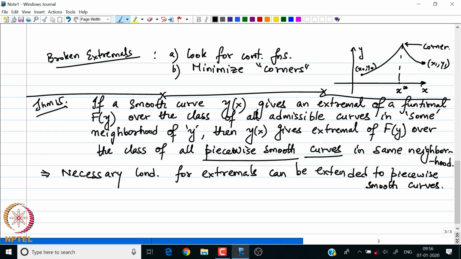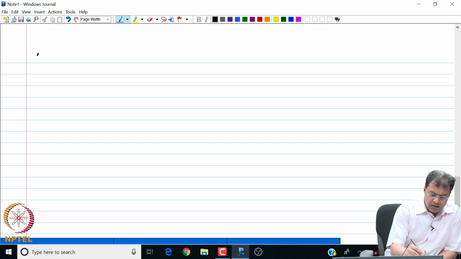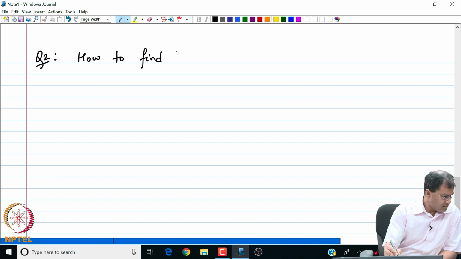Now the second question that we ask is, if the Euler-Lagrange equation works, how are we going to find these broken extremals? So let me show you how we are going to find these broken extremals. Let us look at another slide. The second question that we have asked is how to find these broken extremals.